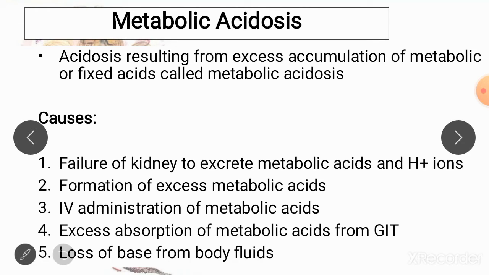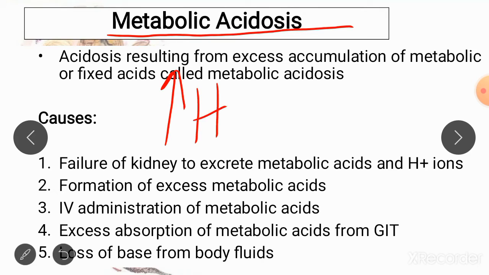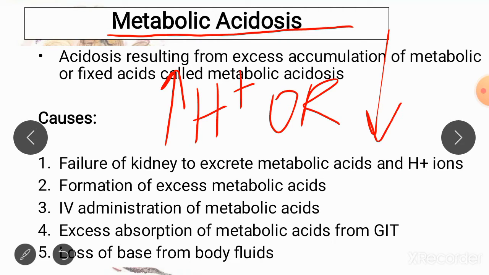Other than that, there can be excess absorption of acids from the GIT, or another important cause is loss of base from the body. If you start losing bases, bicarb ions, from your body, this is also going to disturb the balance, and your hydrogen ions are going to be in greater concentration as compared to the bicarb ions. So when are you going to label the condition metabolic acidosis? Whenever there are increased hydrogen ions, or when there are decreased bicarb ions.